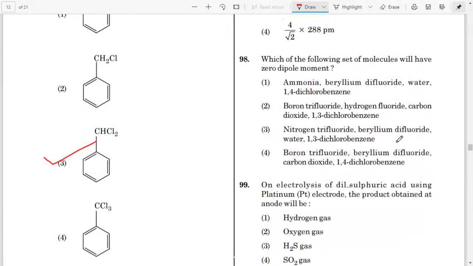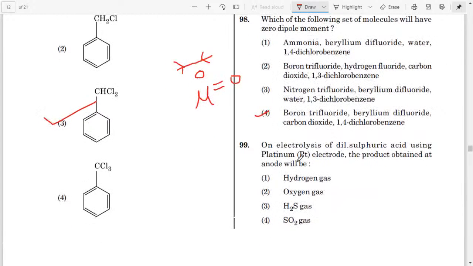Next, which of the following set of molecules will have zero dipole moment? To have zero dipole moment, the groups attached on the two sides must be the same, so the dipole moment is going to be 0, that is mu is equal to 0, right? So what is it? Boron trifluoride, beryllium difluoride, carbon dioxide and 1,4 para dichlorobenzene. So option number 4 is going to be the correct option, students.